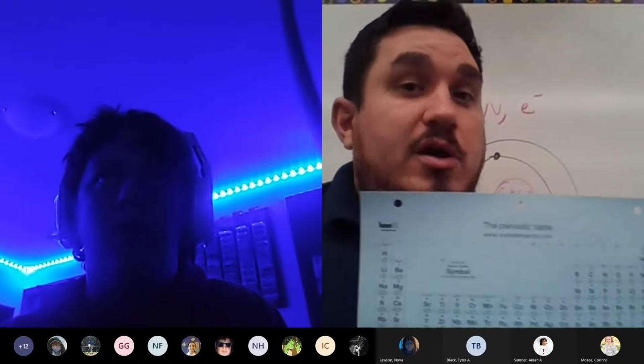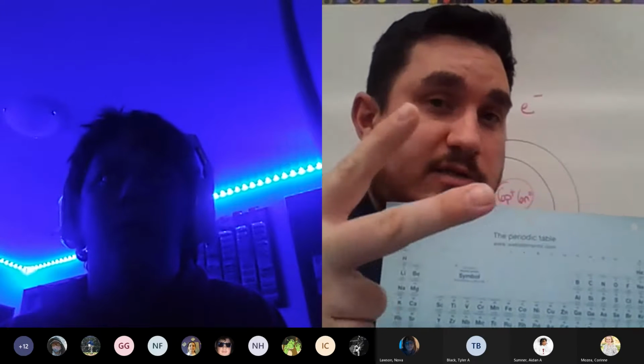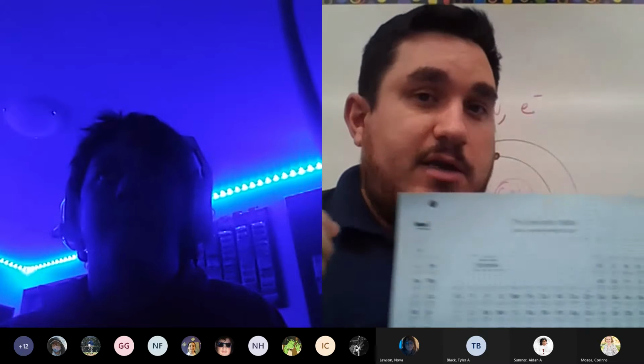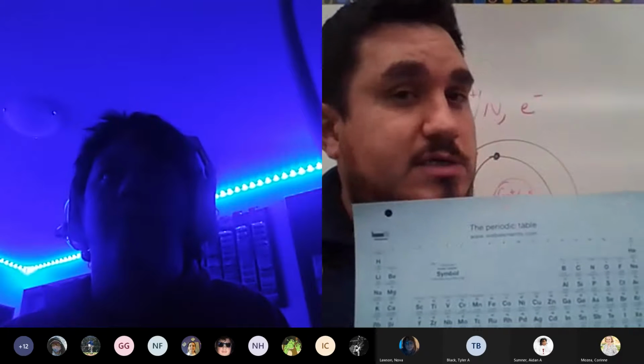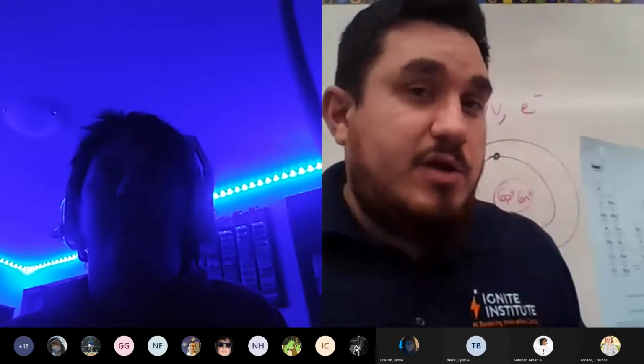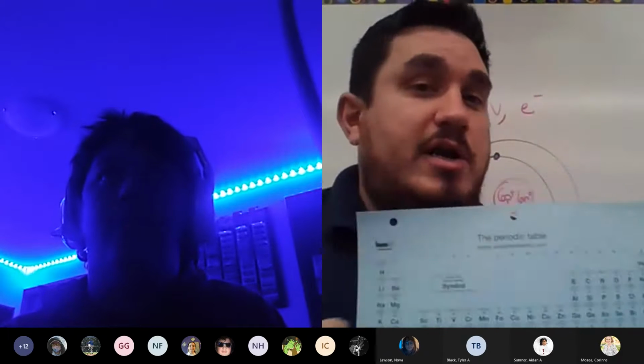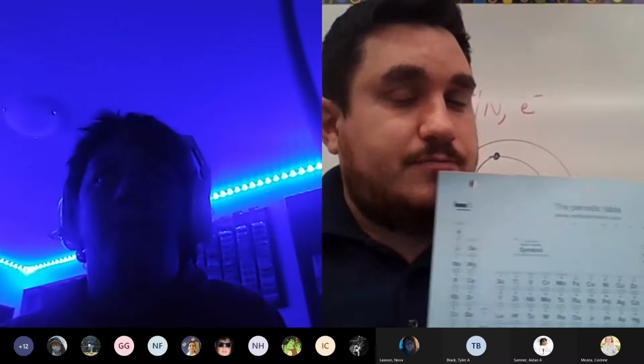Okay? All right, so the first ring only gets 2 electrons. That's it. Okay? It doesn't have any other electrons. It's a very small ring, very close to the proton and the neutron. It's not going to have a million electrons in there. It's a very small area. It's only going to get 2 electrons.